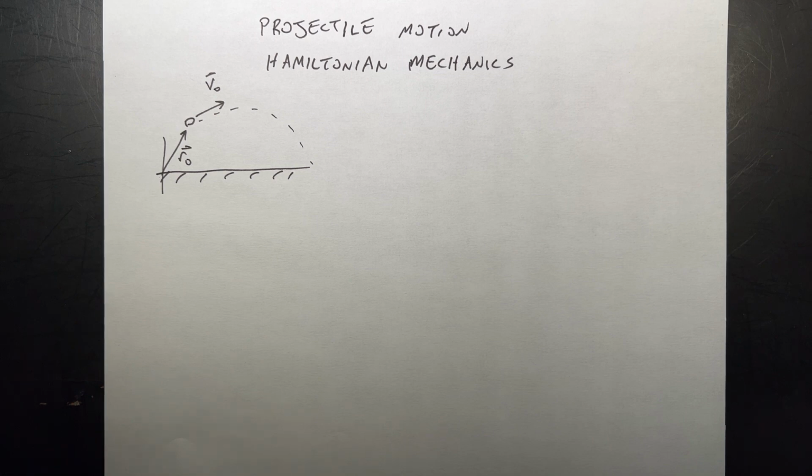I'm going to use a rather trivial example of projectile motion. I want to solve projectile motion using Hamiltonian mechanics, and we're going to make some cool plots and show you something cool. It's just going to be fun. Let's just do it. Okay.